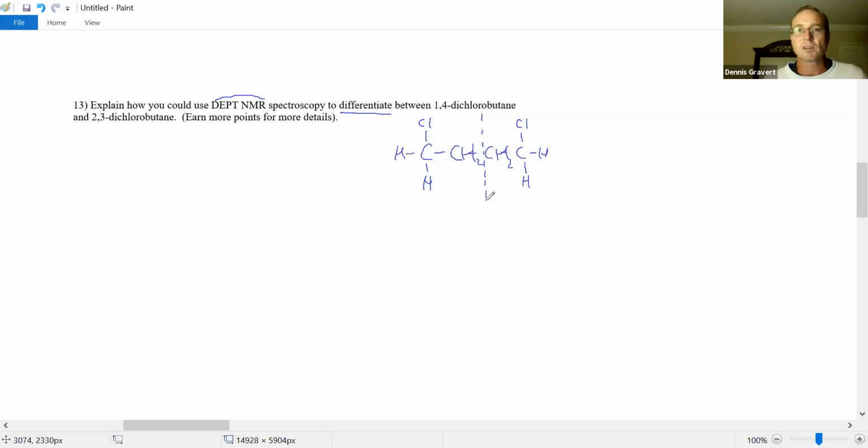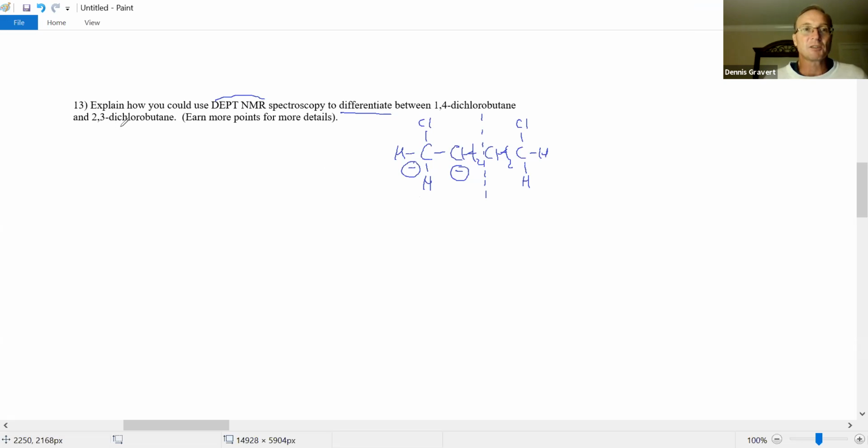Hey, there's a symmetry plane right here. Okay, so that means these carbons are equivalent, giving you one peak. CH2 group, that's going to be a negative in the DEPT 135. And then this one is also a CH2 group. It's also going to be negative. Same is true over here and there, but the carbon that produces a peak here will have its peak at the same position as this carbon because they're symmetrical.